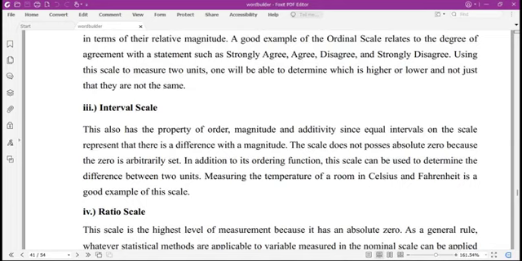The scale does not possess absolute 0. It doesn't, because the 0 is arbitrarily set. In addition to its ordering function, this scale can be used to determine the difference between 2 units. Measuring the temperature of a room in Celsius and Fahrenheit is a good example of this case.